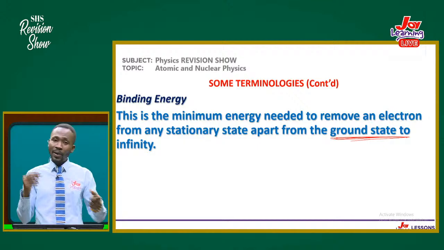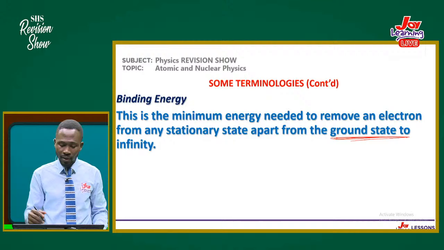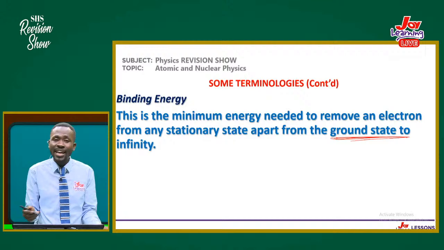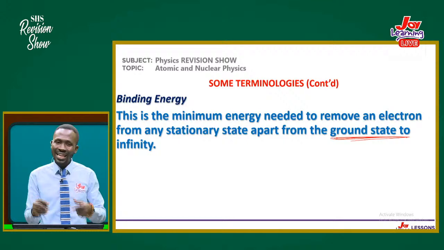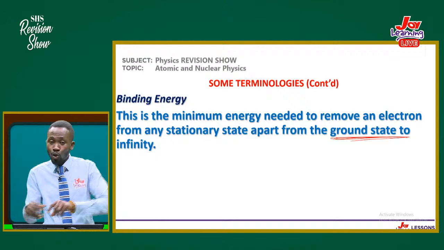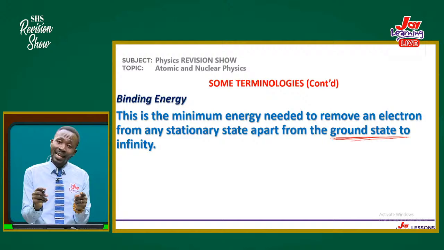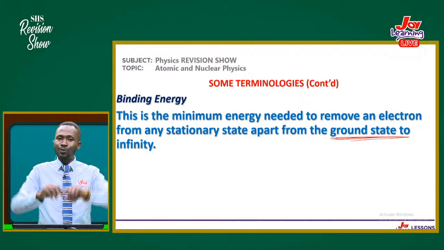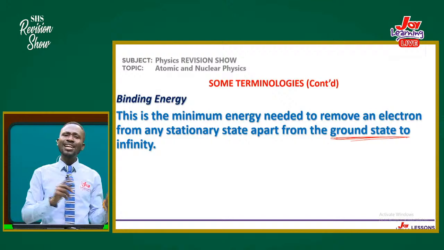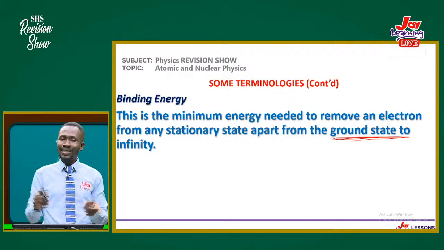So, binding energy of an atom: I have an electron in the atom at any stationary state apart from the ground state, and I pick it out away to infinity. But binding energy of a nucleus, they are looking at the protons and the neutrons in the nucleus. So the minimum energy that you need to separate the protons and the neutrons of the nucleus becomes the binding energy of the nucleus, or the energy you need to put the protons and the neutrons together to form a nucleus becomes also the binding energy of the nucleus. So take note as you prepare for the exams, the difference between binding energy of an atom and binding energy of the nucleus. Good. Let's look at this example.